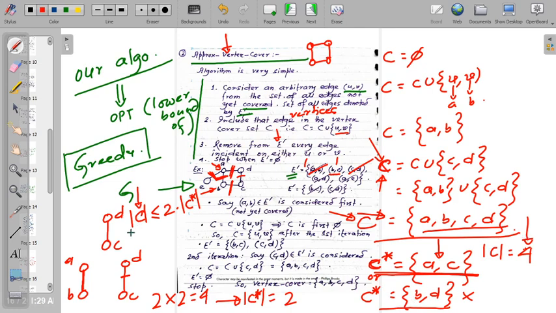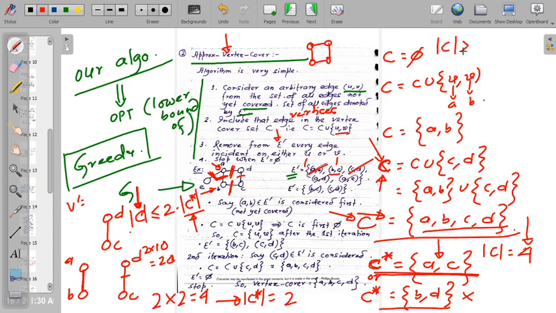Whatever the cardinality of C star is, that means the optimal vertex cover. Say the optimal vertex cover in some large graph is 10. Then our approximation algorithm gives the guarantee that it will find a vertex cover with less than or equal to 2 times 10, that means 20 vertices.